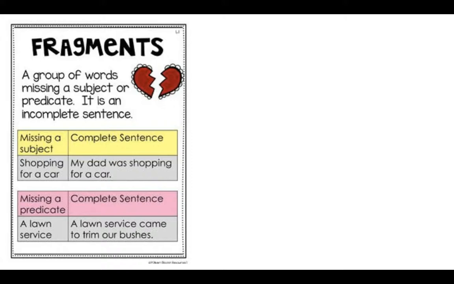Or a fragment could be missing a predicate. A lawn service tells us who or what might be doing something, but not what they're doing. This sentence needs a predicate. A lawn service came to trim our bushes. That tells us what the lawn service is doing.